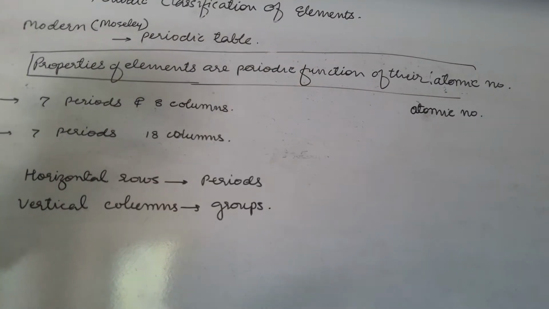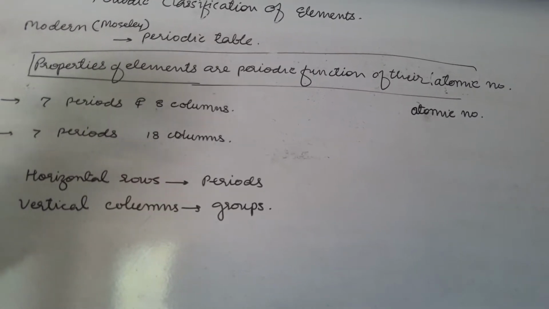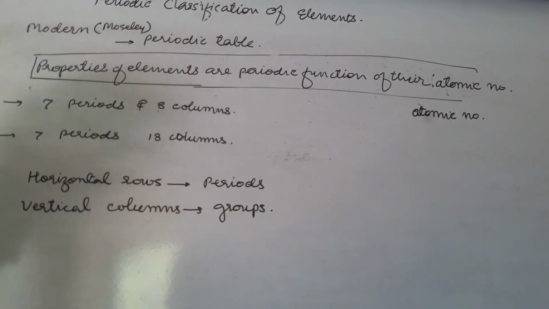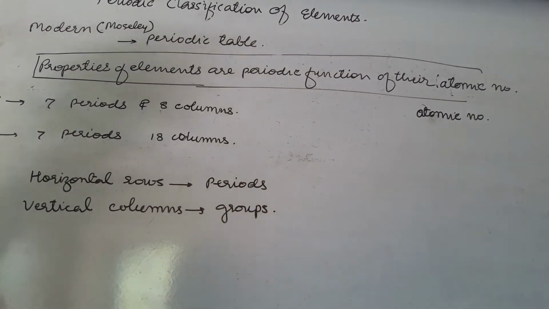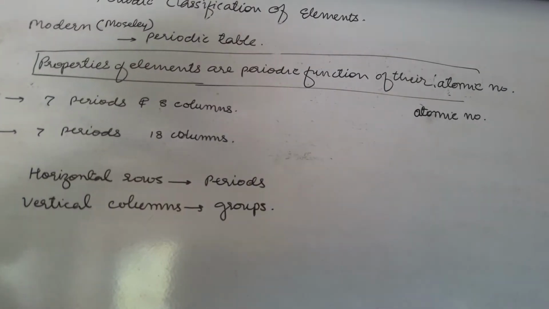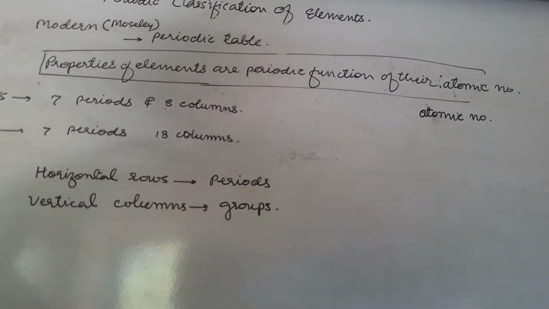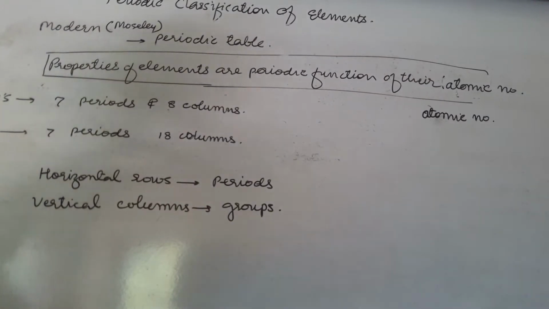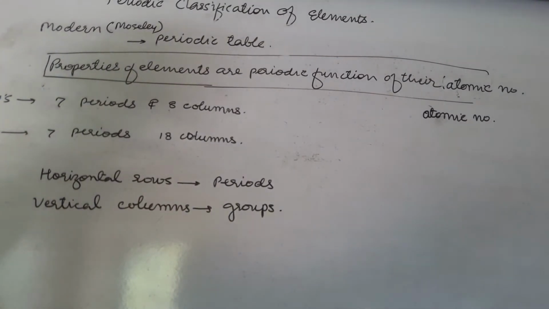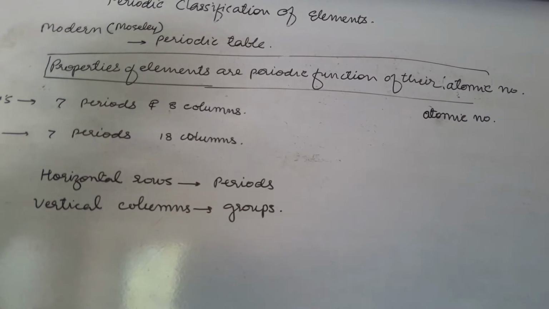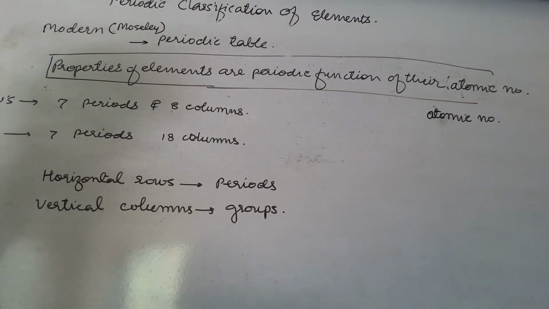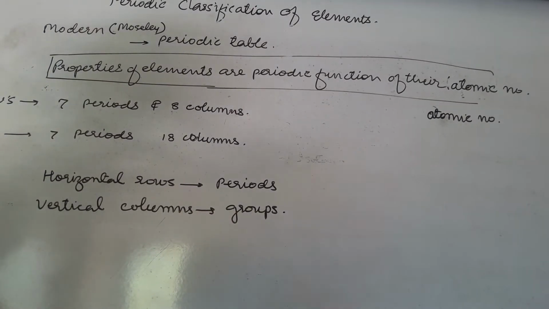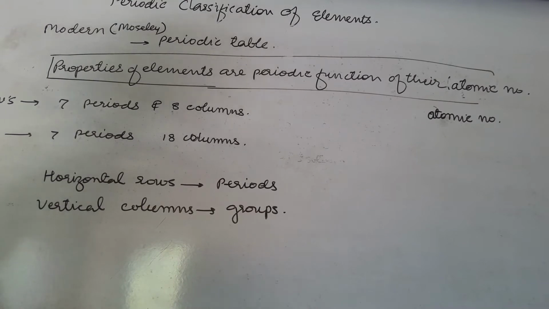If you see the modern periodic table on page 23, there are rows and columns. There are 7 rows, and these 7 rows are called periods. And there are 18 columns, numbered 1 to 18. The first column has hydrogen, lithium, sodium, potassium, and the last has the inert gases. These 18 columns are called groups. So we are going to study the modern periodic table in detail.